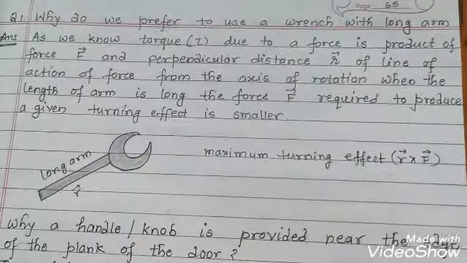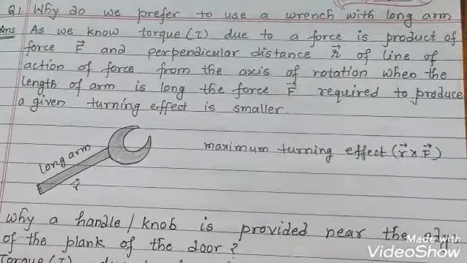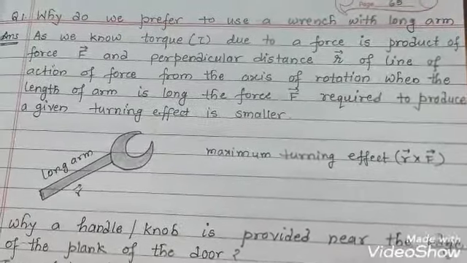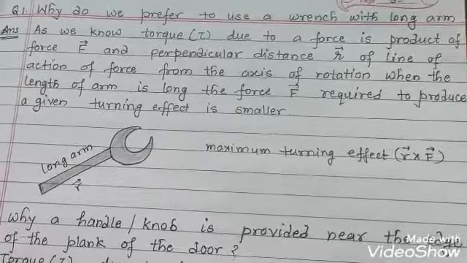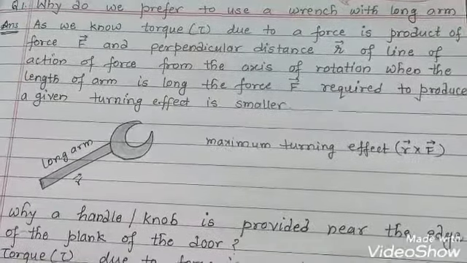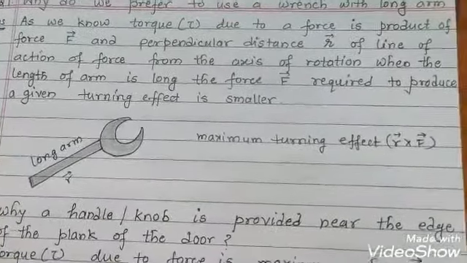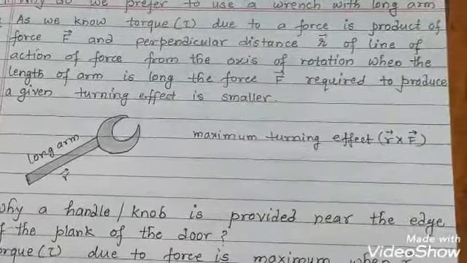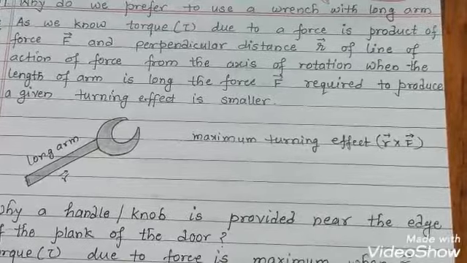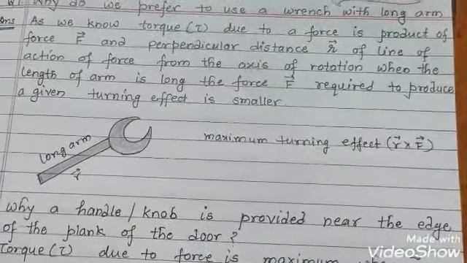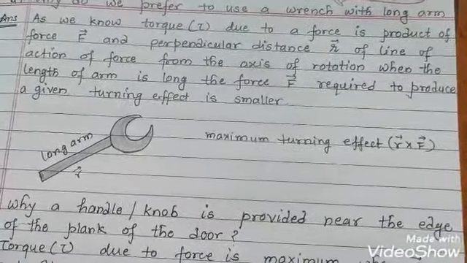Hello students. Day before yesterday we learned about the rotational effect, that is the moment of force or torque, and we derived the formula for the torque, which is equal to R cross F, where R is the perpendicular distance from the line of action of force and F is the force applied on the body.